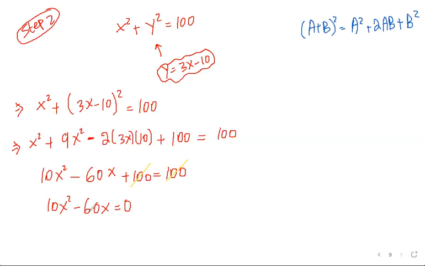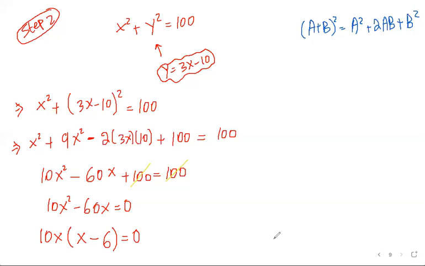I need to find the value for x. I have to solve for x. So what do I have to do here? How can I find the value for x? You can factor out x. Factor out 10x, exactly. So factoring by 10x, I get here 10x times (x minus 6) equals 0.